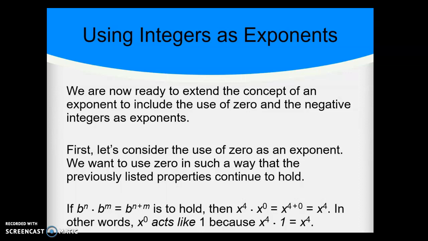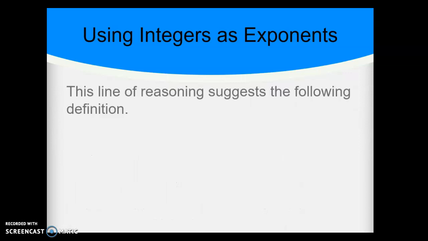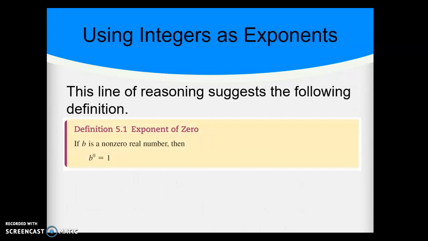Well, notice you must have multiplied x to the 4 by 1 to get x to the 4. So x to the 0 power has to be equal to 1. Anything to the 0 power is always equal to 1. So this is another rule for exponents that we're going to add to our toolbox. Any number, any expression raised to the 0 power will always equal 1.